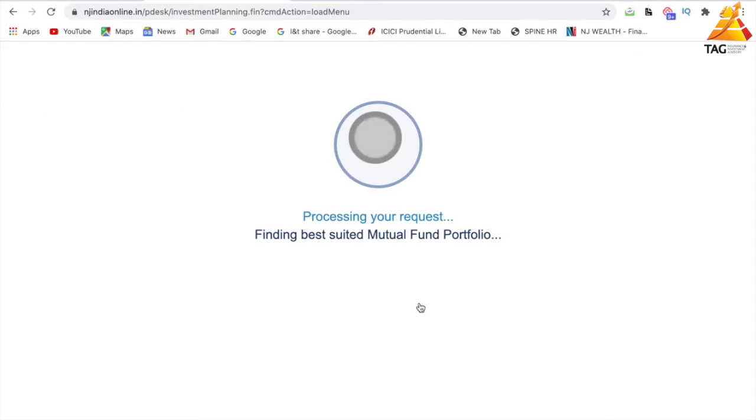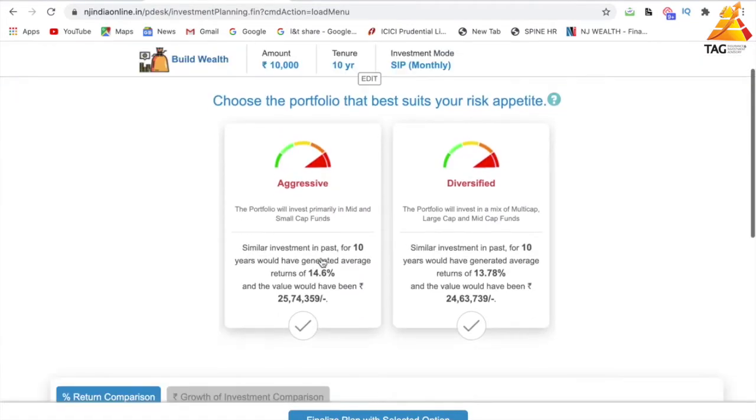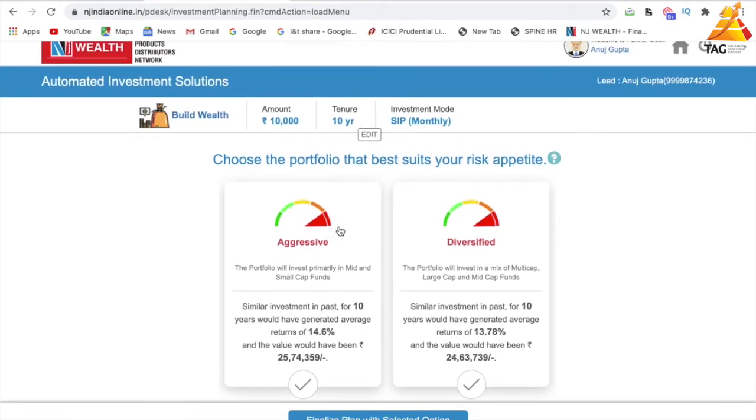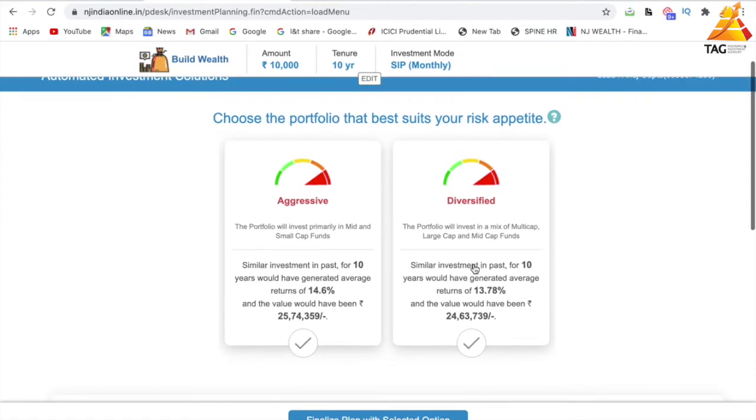So what are the solutions available? We have two options which best suit your risk appetite. One is an aggressive portfolio and second is a diversified portfolio. Now what is the difference between the two? The aggressive portfolio will invest primarily in mid-cap and small-cap funds. The diversified will invest in a mix of multi-cap, large-cap, and mid-cap funds. So, by the name, it's very evident that somebody whose risk appetite is better and who wants higher return with higher risk should go for an aggressive portfolio, and somebody with a lesser risk appetite should go for a diversified plan.